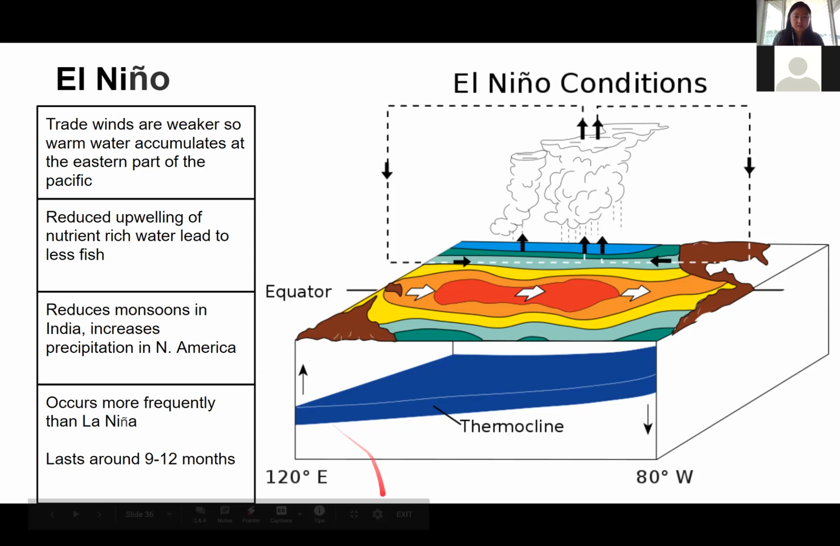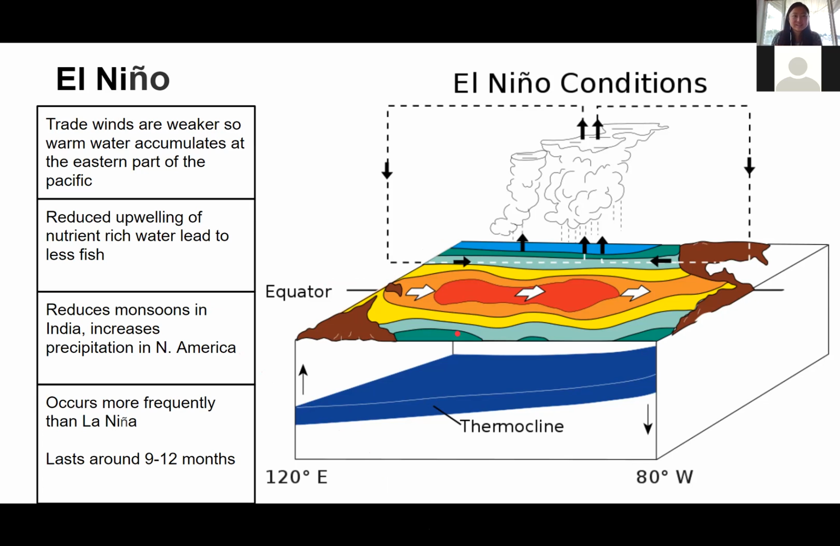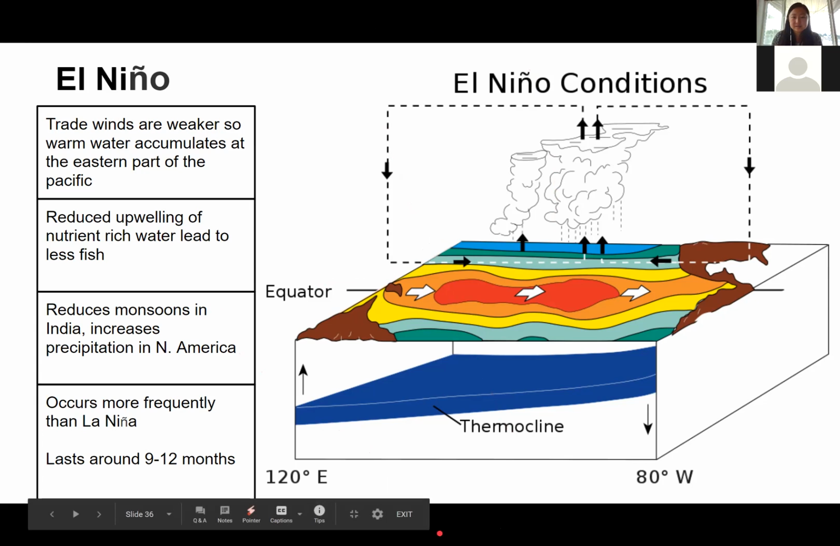Right. So did I go too fast on that? No, it's okay. I think I was kind of confused on why it would reduce the number of monsoons rather than increase them.